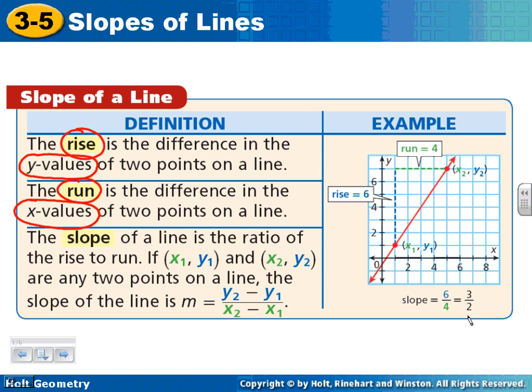Well, the next one's the most important one, the slope. It reads, the slope of a line is the ratio of the rise to run. If x1, y1 and x2, y2 are any 2 points on a line, then the slope of the line is, and you need to know this formula. That is called the slope formula. And I'm going to make that our secret word for this video. Slope formula. If you would, at the bottom of your notes, write those 2 words. Slope formula. That is your secret word.